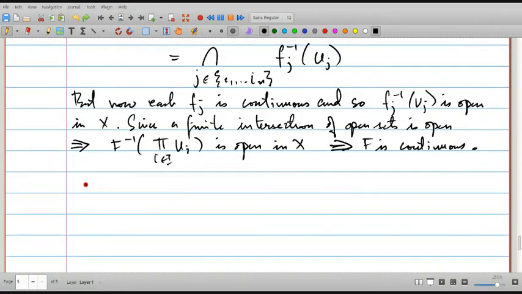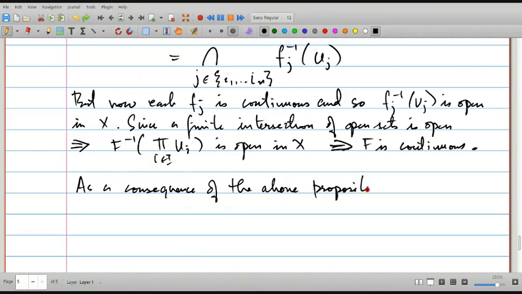So this completes the proof of the proposition. So as a consequence of the above proposition, we have the following.